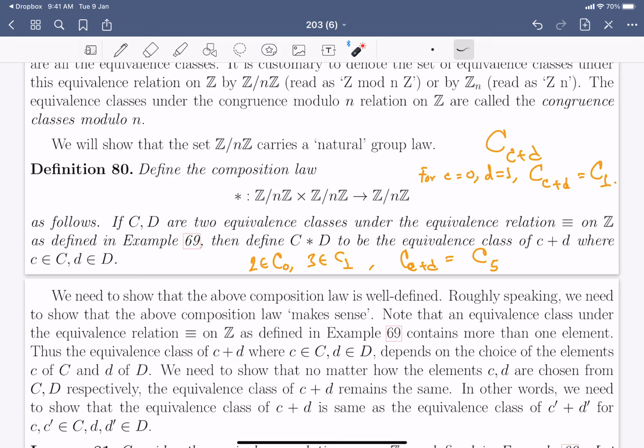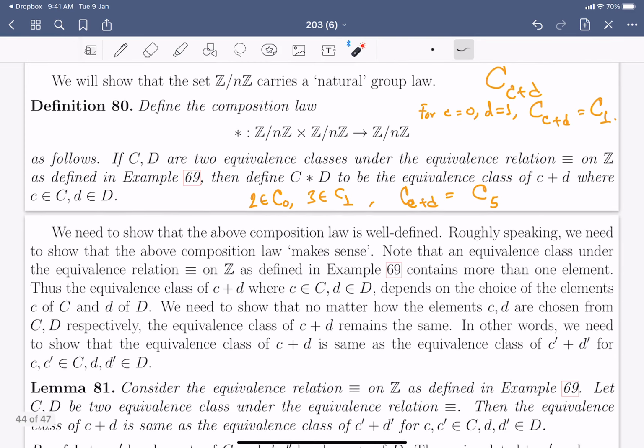You might already be able to see that for n equal to 2, in other words, for the congruence modulo 2 relation on z, c1 is the same as c5. That's true, but that might be just a mere coincidence, okay? And now we need to show that that is not a mere coincidence. This definition makes sense. There is no trouble, okay? The trouble is that it was not immediate that c5 is equal to c1. You need to show that c5 is c1.